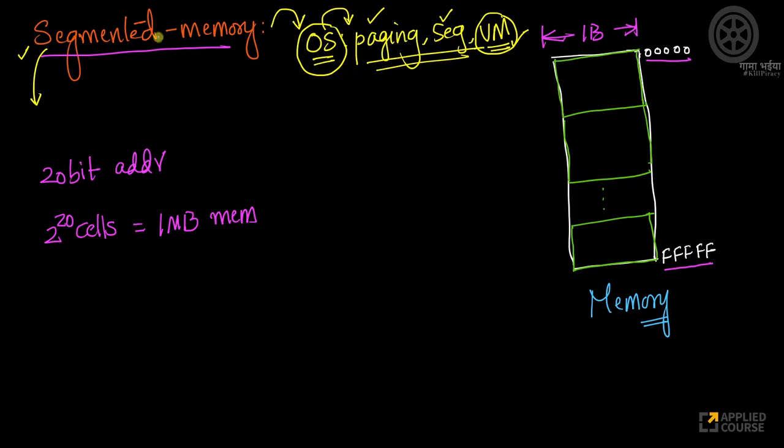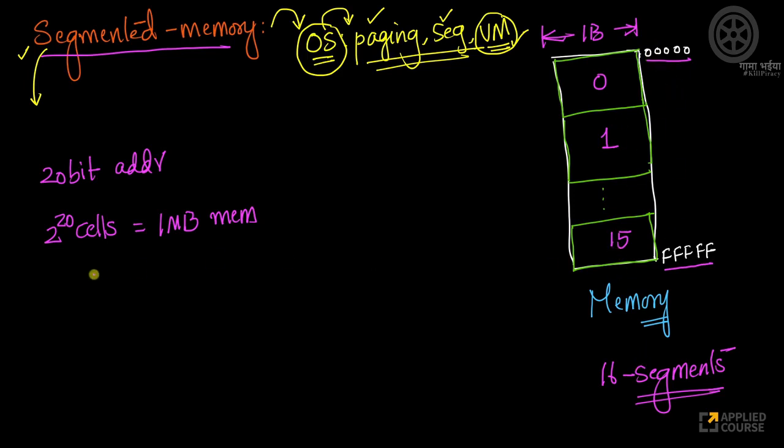What is done typically in the concept of segmented memory is, I break this into equal size segments. Let's say I want to break this into 16 equal sized segments. Think of each of these green boxes as one segment. So this is my segment 0, my segment 1, so on and so forth, my segment 15. If I want to break this into 16 segments, what is the size of each segment now?